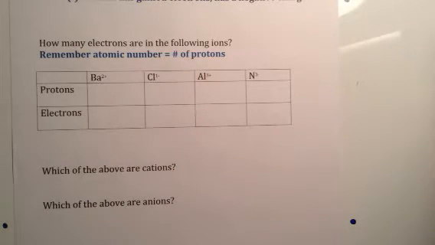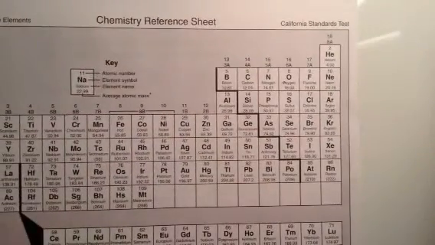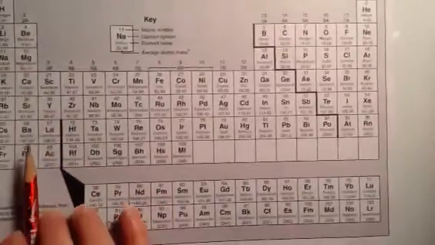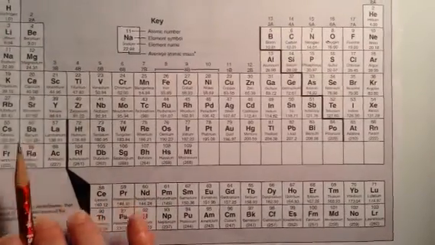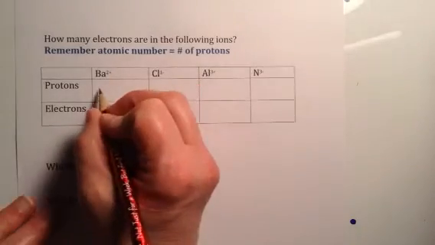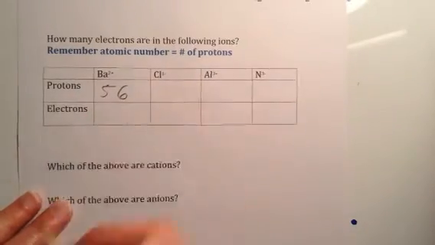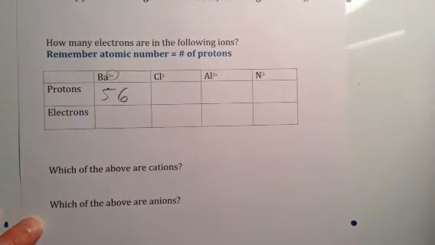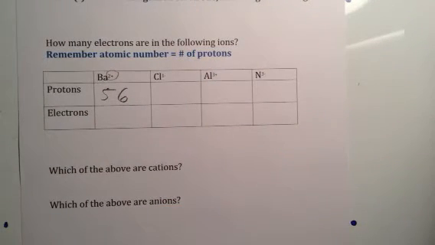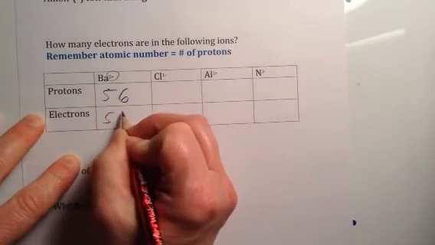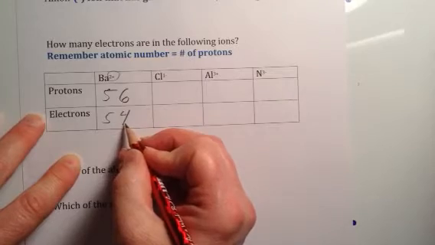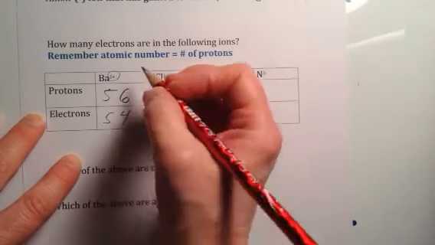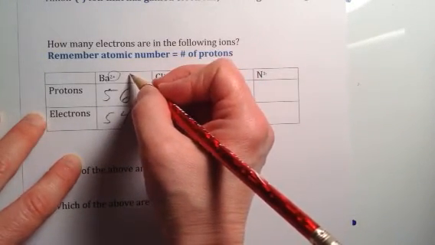So for our first example with the barium, barium has an atomic number of 56. So for our protons, we would put in 56. Since it has a positive charge, it will lose 2 electrons, where if you have 54 negatives and 56 positives, it will give you a charge of +2.